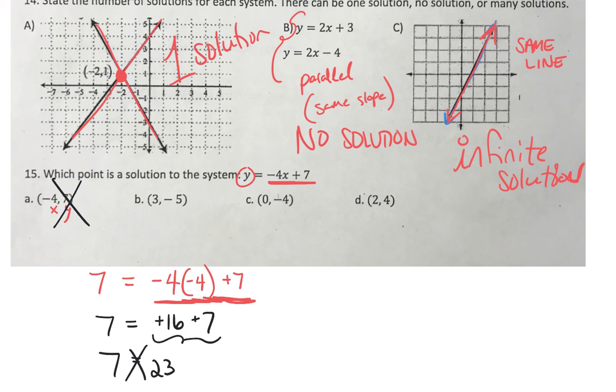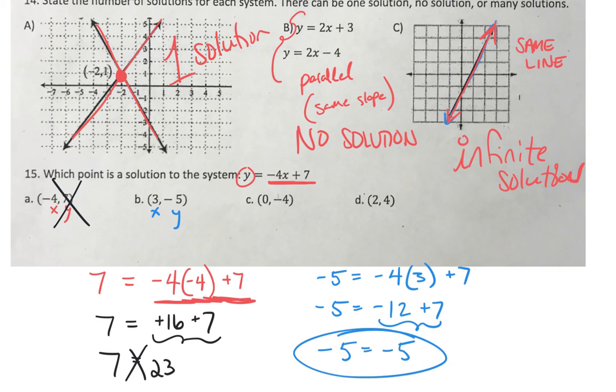So we would try the next one. Let's try B. There's an X, there's a Y. So replace the Y with -5, replace the X with 3, and let's see if this works. -4 times 3 is -12 plus 7. Hey, this looks a lot better. -12 plus 7 is -5. True statement. That's a solution. Ding, ding, ding, ding. We have a winner. And there's only one answer to this question, so I'm not even going to continue checking the others.